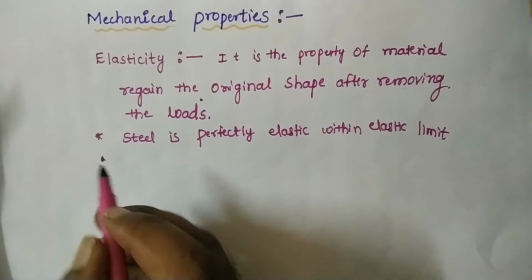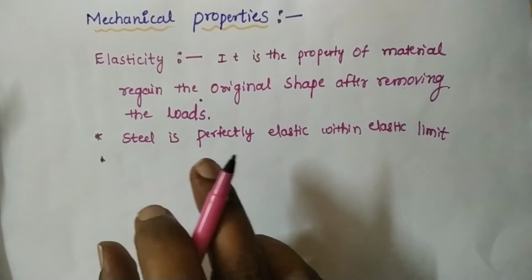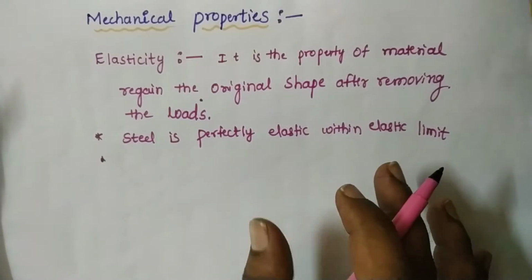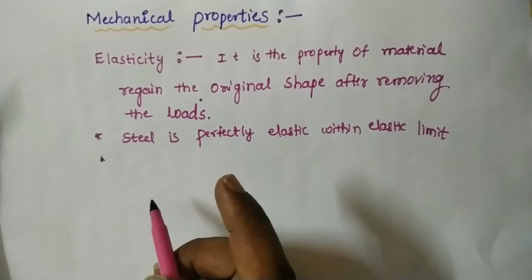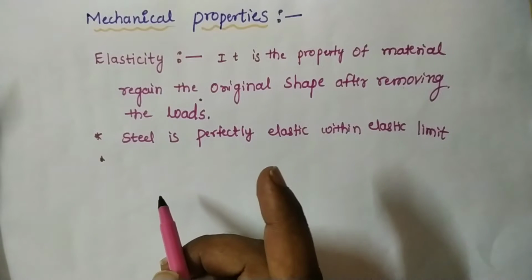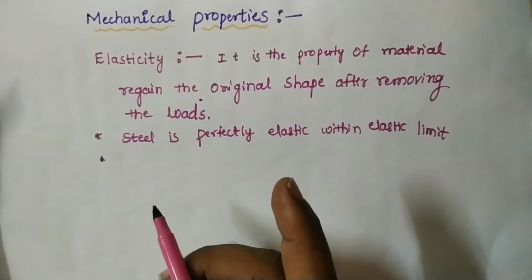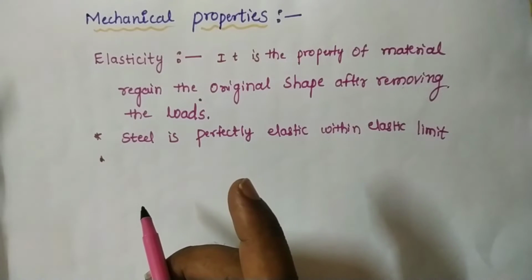During elastic deformation, the atoms of the metal are displaced from their original position, but not to the extent that they take up new positions. Therefore, when the external forces are removed, the atoms of the metal return to their original position. So the atoms are displaced and then they regain the original position.